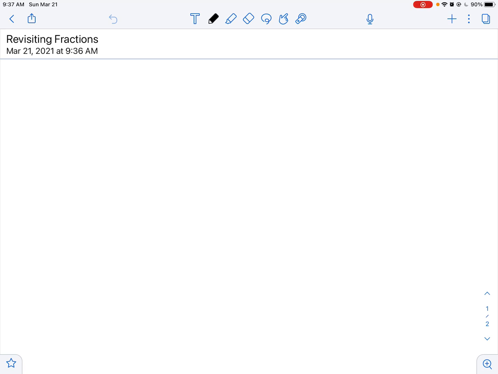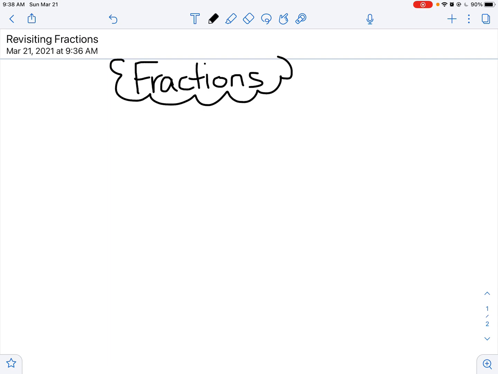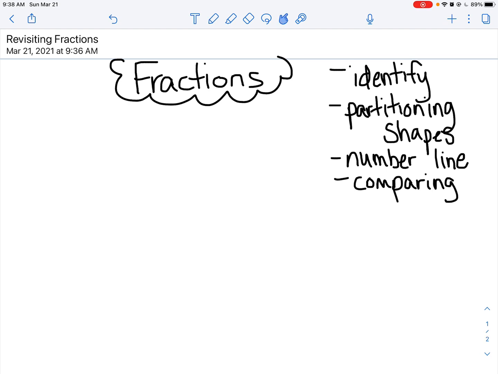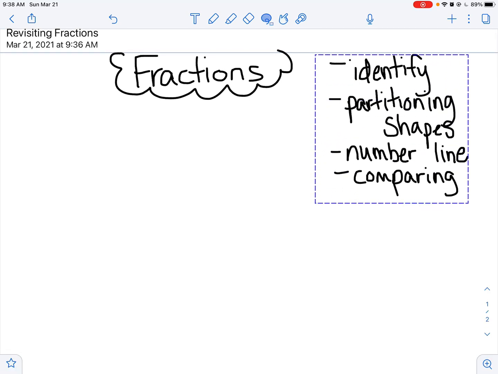When we talked about fractions last year, we touched on some important things, and these are the things I'm going to review. We talked about how to identify fractions, right? Looking at a fraction and telling me what fraction is shown. We worked on partitioning shapes equally. So how do you break up a shape into equal parts? How do you break something up into thirds, fourths, fifths, sixths? We looked at fractions on a number line. Whoops, forgot to write the number line part. So looking at how do we show a fraction on a number line, and then we looked at comparing fractions. Which one's larger, which one's smaller, or are they equal? Those are the main ideas that we're going to be taking a look at today and reviewing.